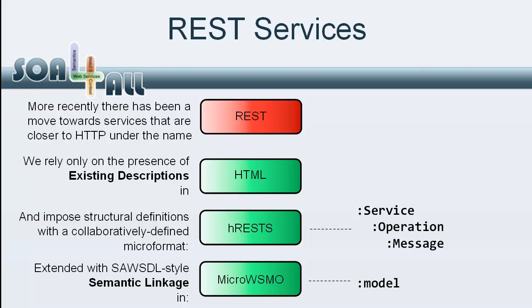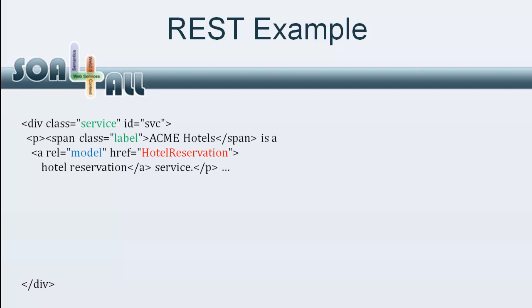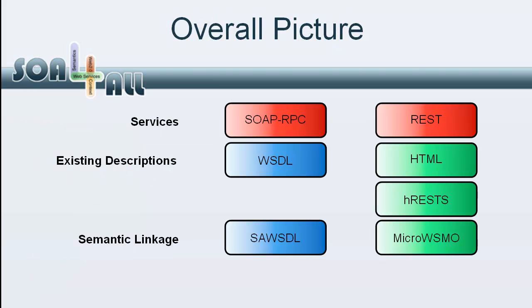Similar to SAWSDL extending WSDL, hRESTS is extended by MicroWSMO to semantically annotate RESTful services in terms of WSMO-Lite ontologies. Here you can see the HTML description of a RESTful hotel reservation service. It contains hRESTS annotations in green to structure the document and MicroWSMO annotations in blue to refer to WSMO-Lite concepts in red.